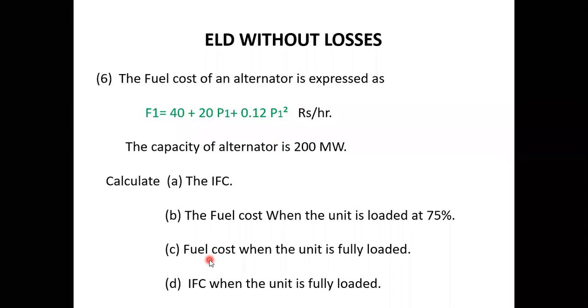Similarly, the third bit is fuel cost when the unit is fully loaded. Fully loaded means how much power we need to consider here? Full load capacity, that is 200 megawatts. Substitute 200 megawatts in this expression, then we will get the answer for the fuel cost. And the next one is the incremental fuel cost at fully loaded. Already we know the incremental fuel cost, so in that, we need to substitute P1 equals 200. Then we will get the incremental fuel cost for the unit. Then we will see the answer solution.